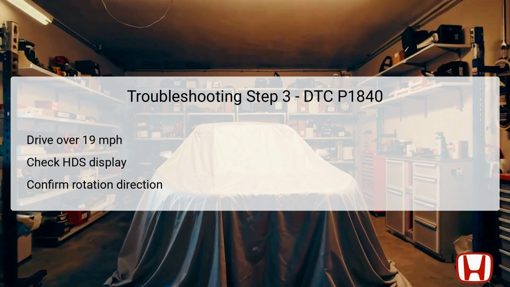In this third step, the technician must drive the vehicle at a speed exceeding 19 mph, 30 kilometers per hour, for at least 5 seconds. This action is crucial to ensure the CVT system operates under standard conditions, allowing the collection of accurate data from the CVT speed sensor. Meanwhile, the Honda Diagnostic System, HDS, should be utilized to monitor the direction of secondary shaft rotation. If the HDS indicates any value other than forward, this suggests a duplication of the failure condition.